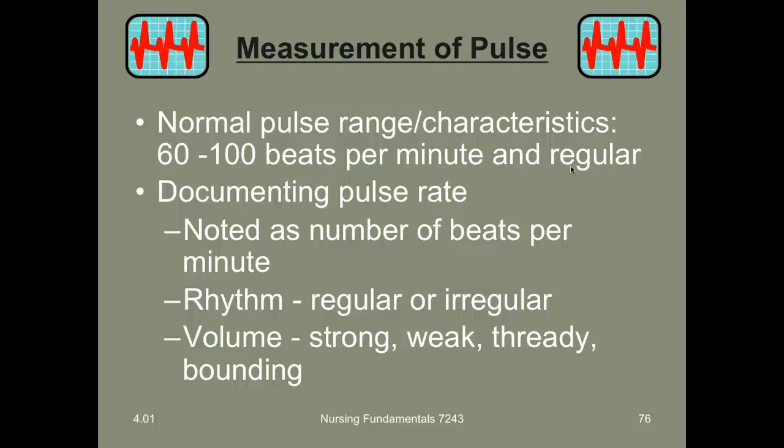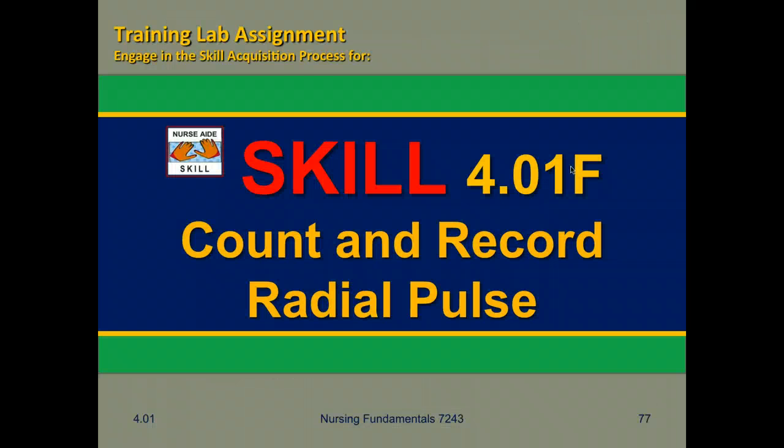Documenting a pulse rate should be noted as a number of beats per minute, and the rhythm needs to say whether it was regular or irregular, and the volume of the pulse as either strong, weak, thready, or bounding.